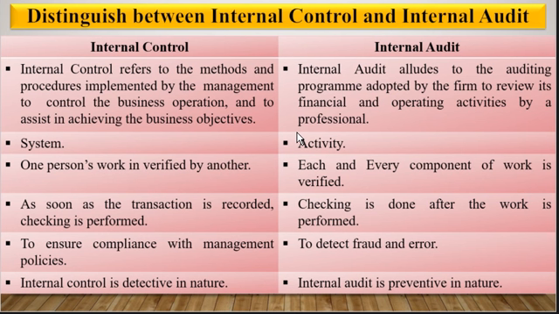Next difference is system. Internal control is a system and internal audit is an activity. Next difference is, in internal control one person's work is verified by another, and on the other side, in internal audit, each and every component of work is verified. Then next difference is, in internal control, as soon as the transaction is recorded, checking is performed, and on the internal audit side, checking is done after the work is performed.